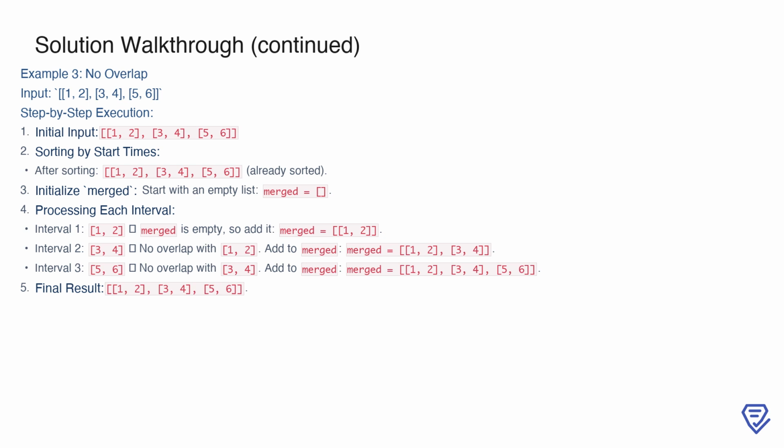Since 2 is less than 3, there's no overlap, so [3, 4] is added to merged. Similarly, [5, 6] does not overlap with [3, 4], so it is also added. The final result is [1, 2], [3, 4], [5, 6]. This demonstrates how the solution handles cases where no intervals overlap, simply appending each interval to the result list.